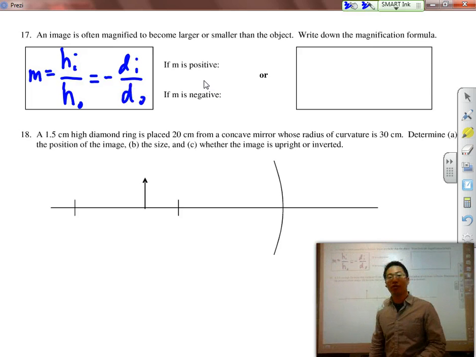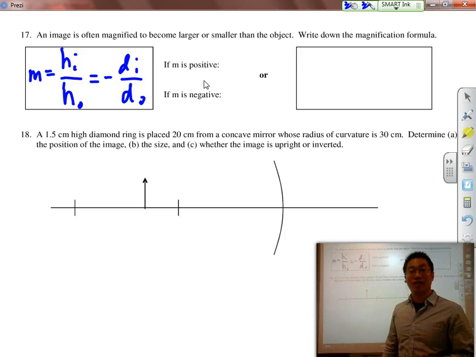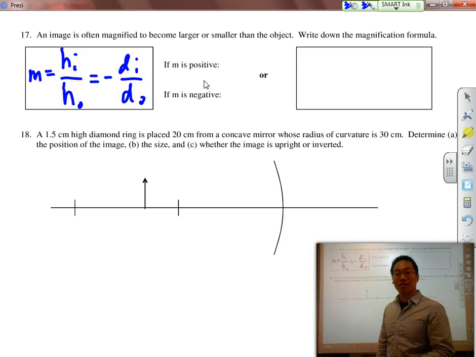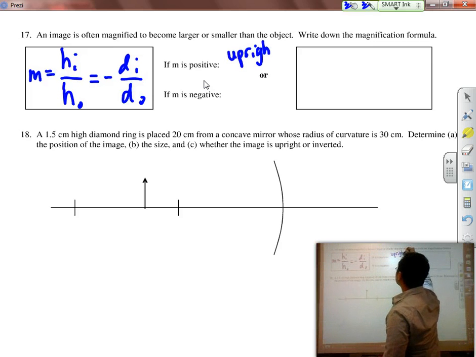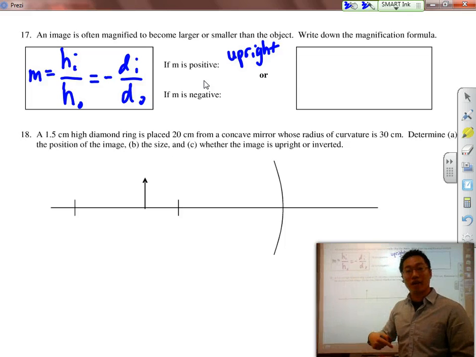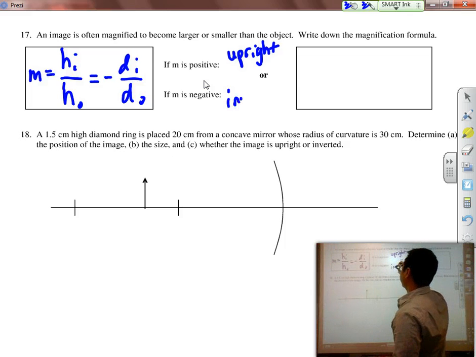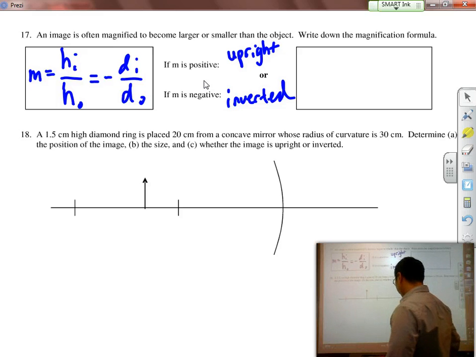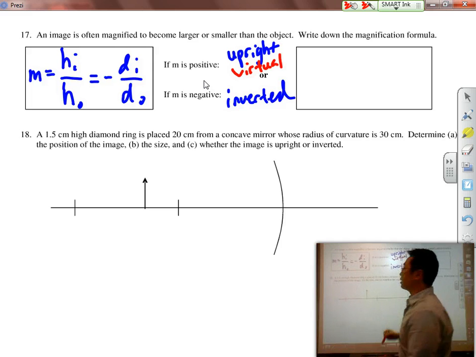And the negative sign is there just to help you understand when it's going to be a real image or a virtual image. Because if m is positive, that means it's upright. If m is negative, that means the image is actually upside down or inverted. And of course, upright means virtual, and inverted means real.